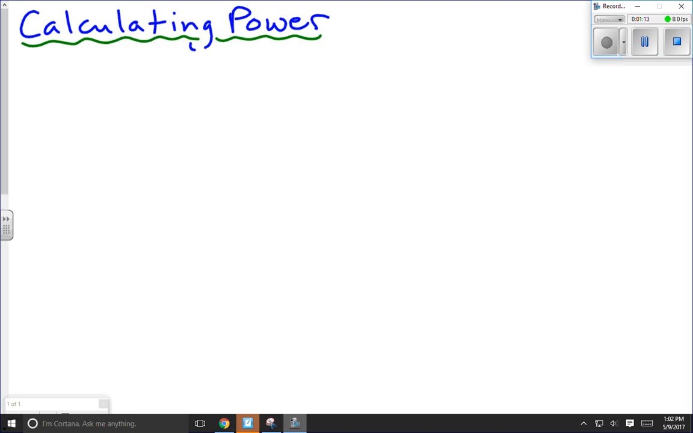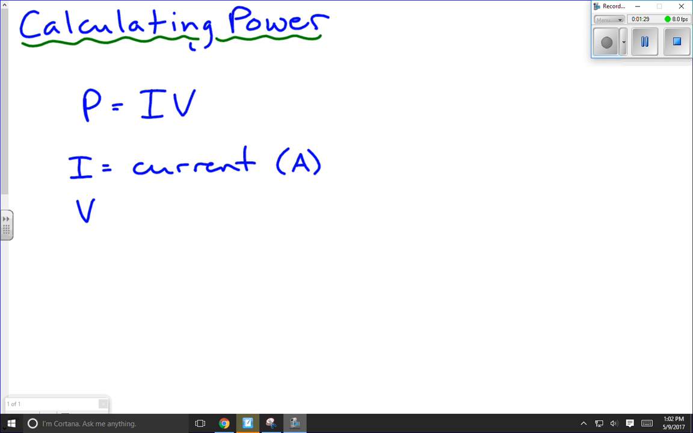The other formula that we have is that power is equal to IV. I is the electrical current, measured in amps, and V is the voltage, measured in volts. So that's another way we can calculate power if we know current and we know voltage.